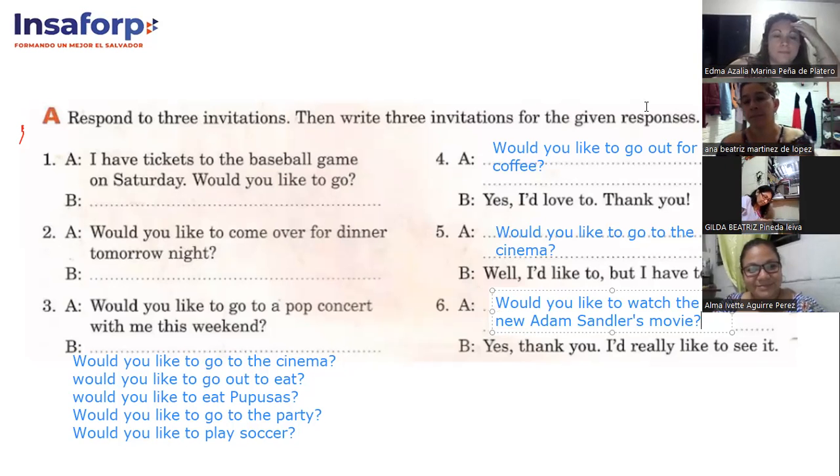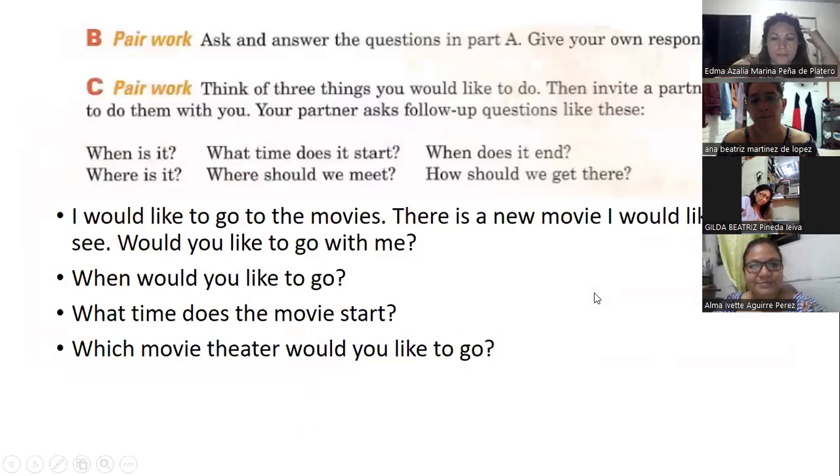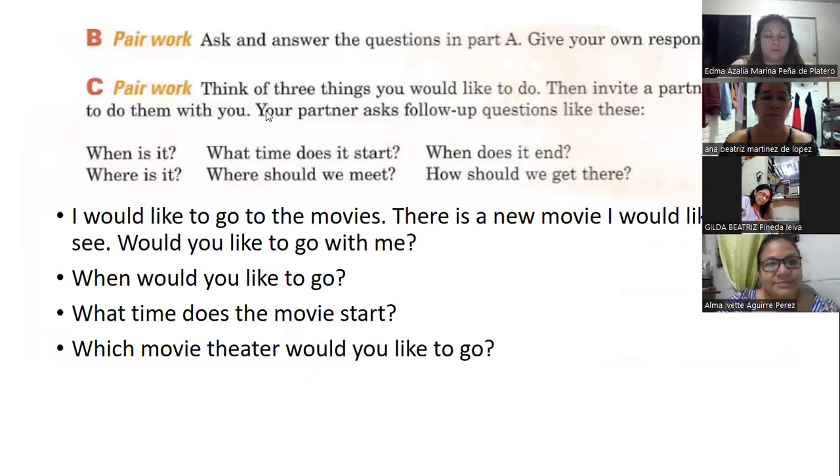It's not that difficult. So you can continue practicing in the platform. You can continue with this exercise. Now, over here, there is another practice: think of three things you would like to do, then invite a classmate, invite someone to do them with you.